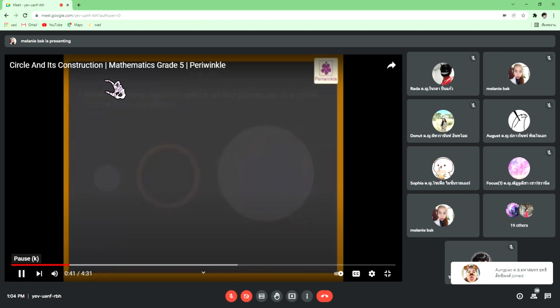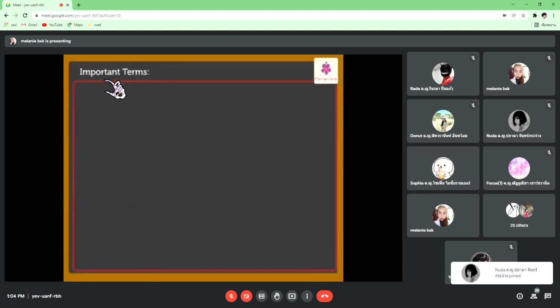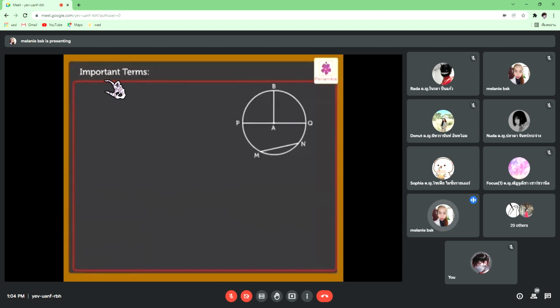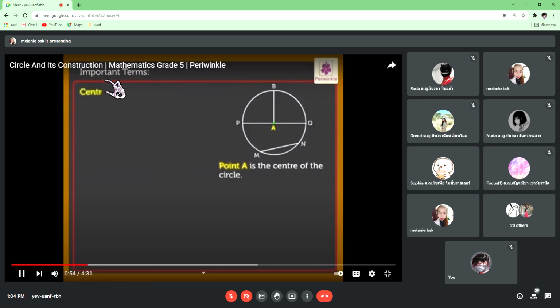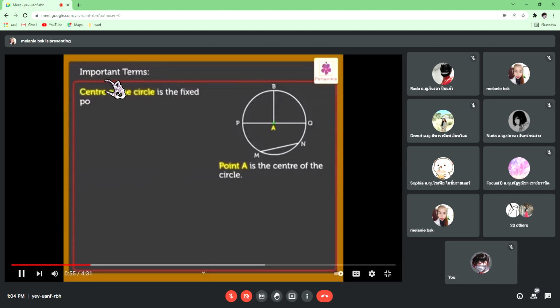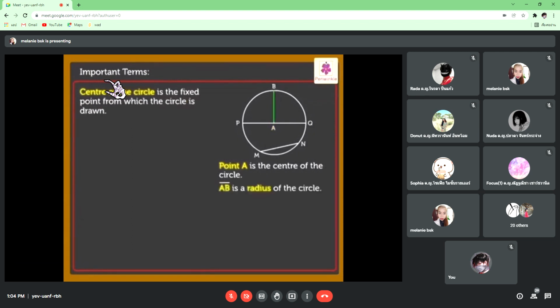Now, let's learn some of the important terms related to the circle. Look at the figure. Here, point A is the center of the circle. Center of the circle is the fixed point from which the circle is drawn. Line segment AB is a radius of the circle. Radius is the segment that extends from the center of the circle to any point on the circle.